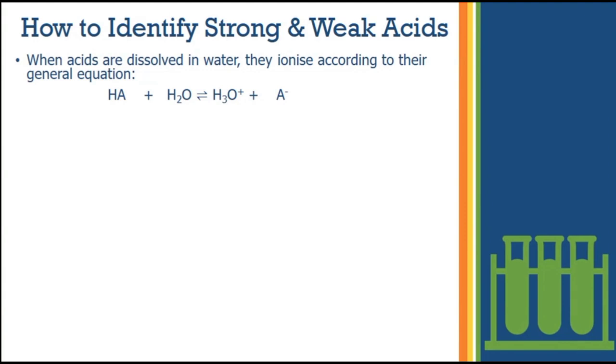Well, when acids are dissolved in water, they ionize according to the following general equation. There we have it, HA plus H2O. There we have a reversible reaction that gives rise to the H3O+ ion plus the A- anion. We've established that in our program this morning. The equilibrium constant. Now we're back in term two, grade 12s, when we did chemical equilibrium. You remember that? The equilibrium constant. Remember, that's the Kc value.